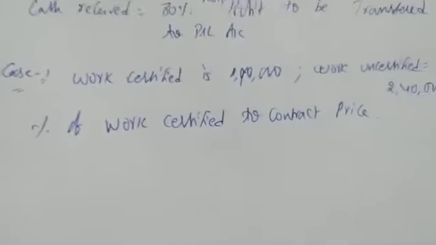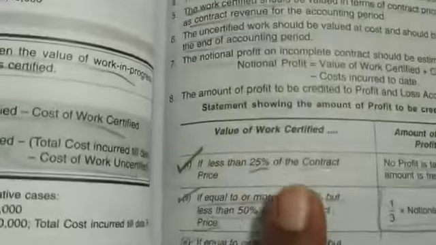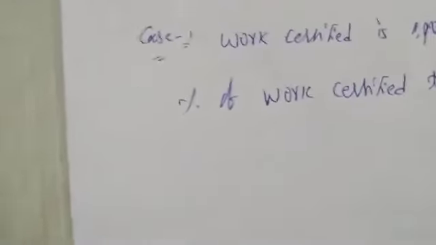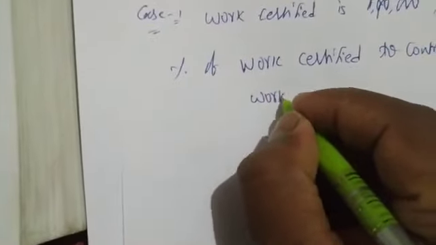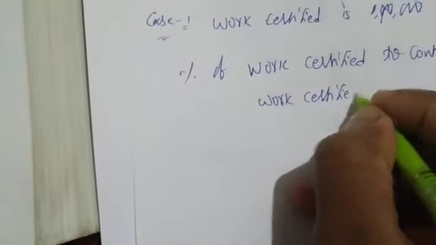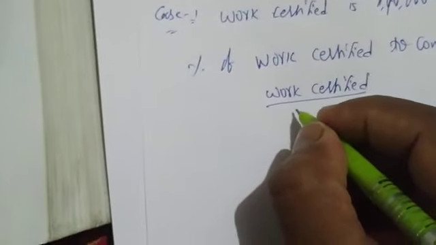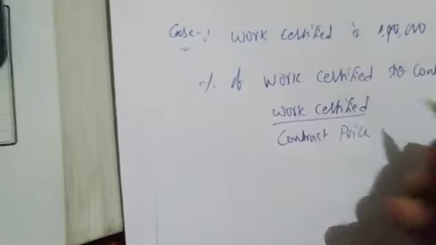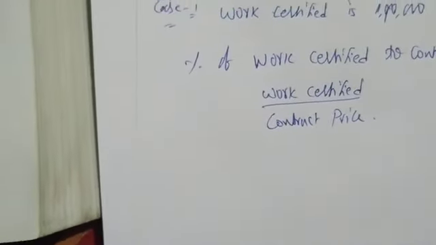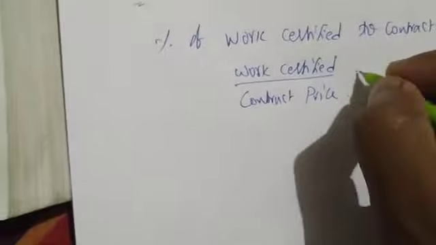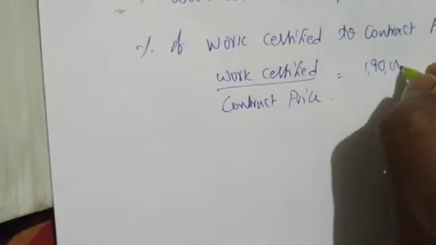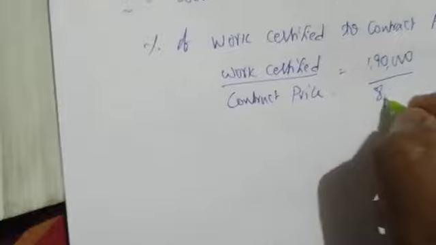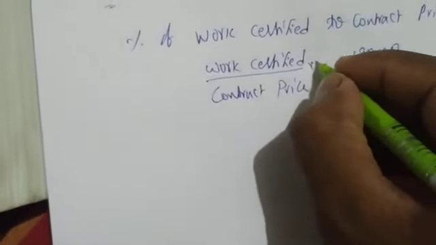Why are we finding out the percentage of work certified to contract price? See here, value of work certified is always based on contract price, so we'll find out. How to find out? The formula is very simple: work certified divided by contract price. This is the formula to find out how much work has been completed, the work certified percentage. So in this we have 1,90,000 divided by contract price 8 lakhs into 100.